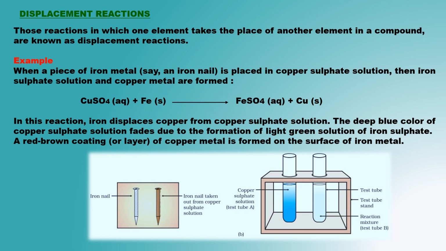Take a big iron nail and clean its surface by rubbing with a sandpaper. Put the cleaned iron nail in the test tube containing copper sulfate solution. Allow the iron nail to remain in copper sulfate solution for about half an hour. After half an hour, take out the iron nail from copper sulfate solution. We will find that the iron nail is covered with a red-brown layer of copper metal. If we look at the test tube, we find that the original deep blue color of copper sulfate solution has faded. The solution turns light green due to the formation of iron sulfate, or ferrous sulfate.